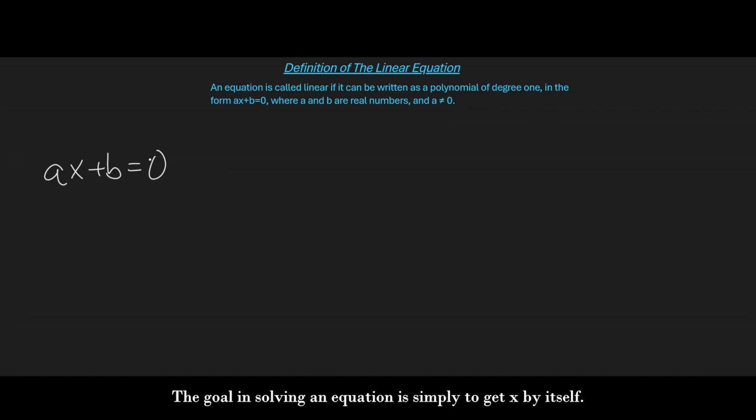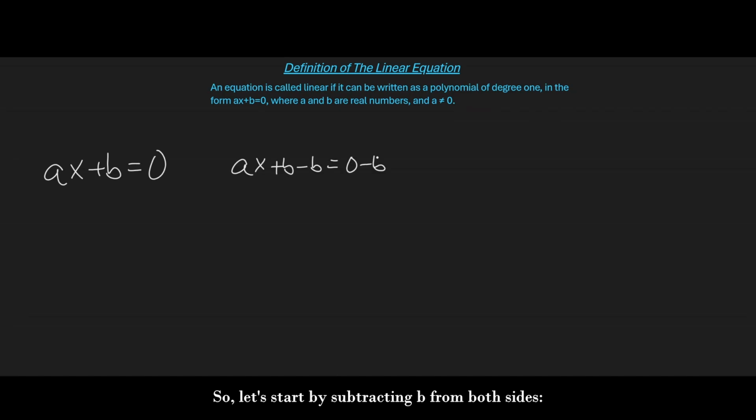The goal in solving an equation is simply to get x by itself. So let's start by subtracting b from both sides. Ax plus b minus b equals 0 minus b. This becomes ax equals negative b.